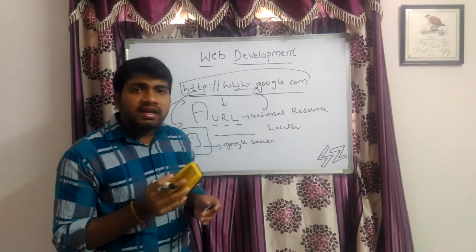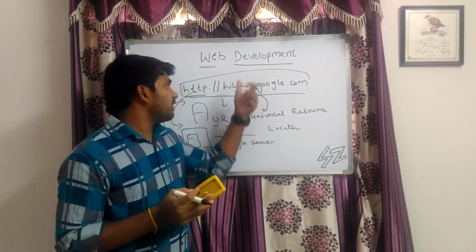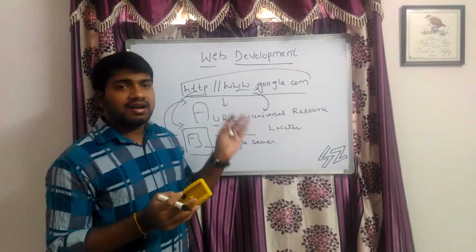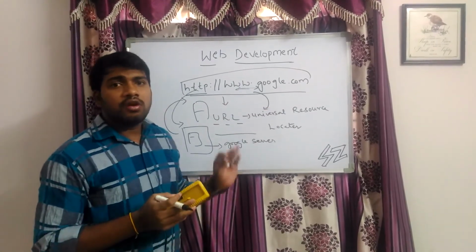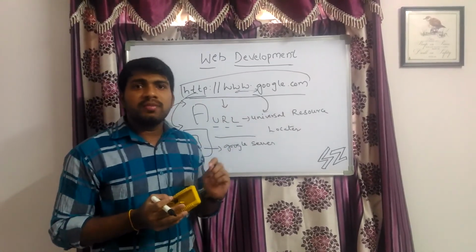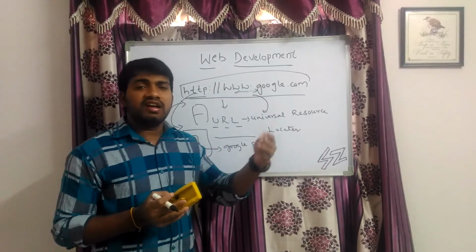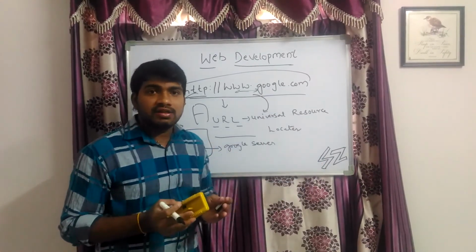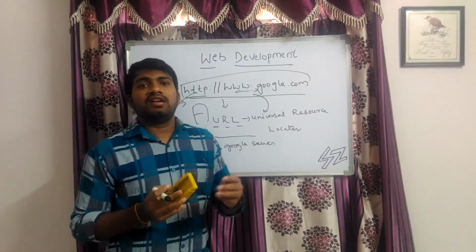Probably in our next video we'll learn what exactly web development means, and how the flow works between the client and the server. What is the architecture it follows? Basically it follows three architectures: type 1, type 2 and type 3. What are the different types of architectures? Those things we'll see in our coming videos.